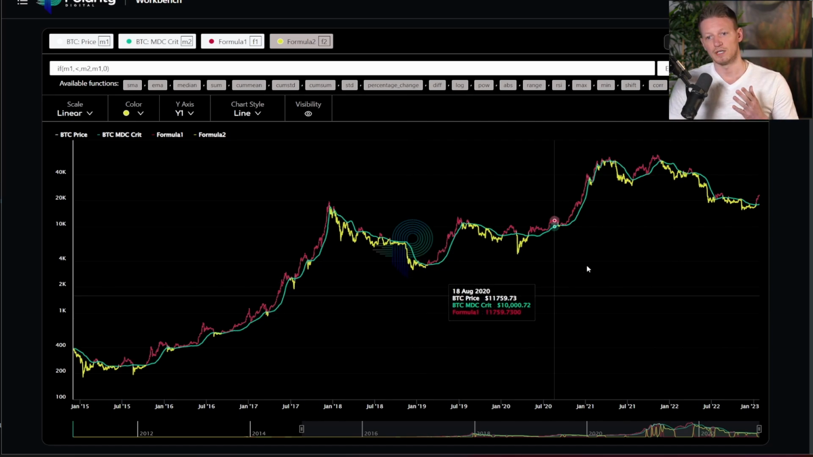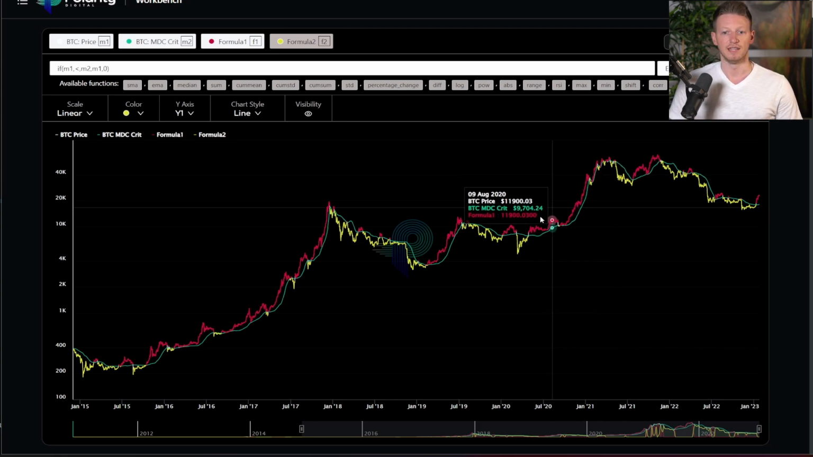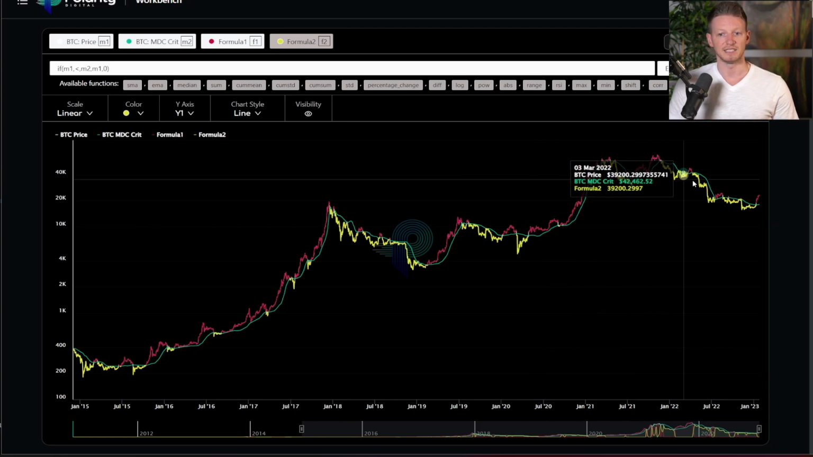All right, guys. So this is how this metric works. And I think that it's just an amazing metric for people who are looking to enter and exit positions based on the market momentum, based on kind of what's happening in the market. And so this provides those people with an amazing tool.